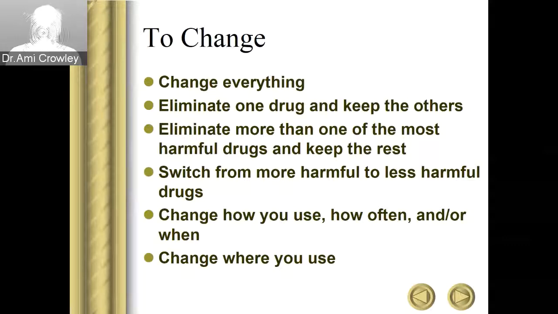They can switch from more harmful to less harmful drugs. They can change how they use, how often or when, or even where. They can change elements of their addictive behavior. For example, maybe they used to drink Red Bull and vodka. And so while they may not be ready to give up the vodka, maybe they're willing to change from Red Bull to cranberry juice. And while that might seem like a minor change, it's an interruption into their old behavior pattern. So any change is celebrated in harm reduction.